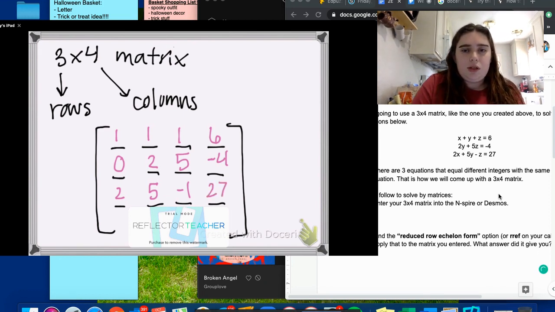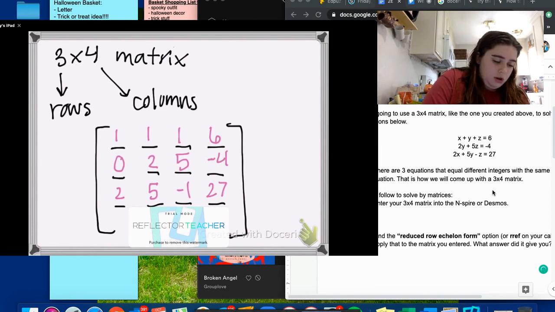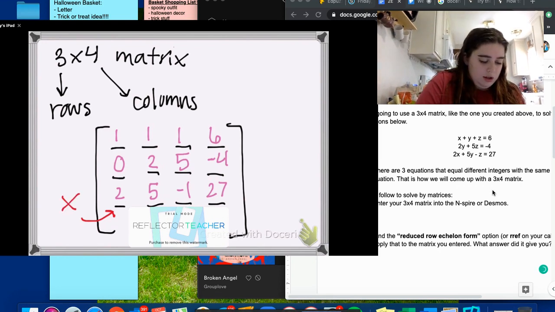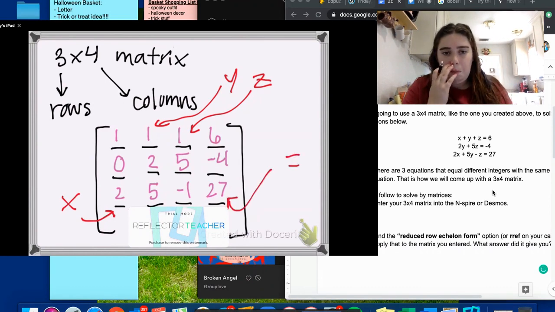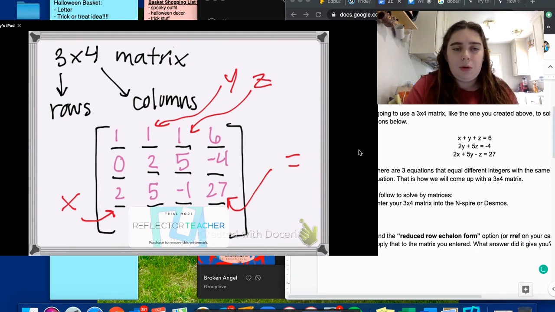You'll notice that each row is its own separate thing in relation to that system of equations, right? This column right here is our x, okay? This one right here is our y. This one right here is z. And this one right here is whatever it equaled. So that is how we come up with our 3 by 4 matrix looking at a system of equations, right?